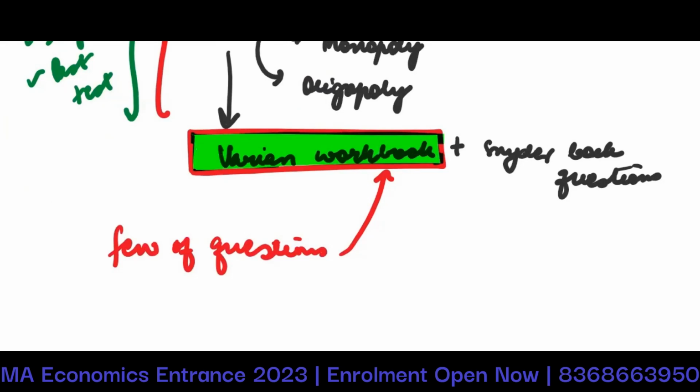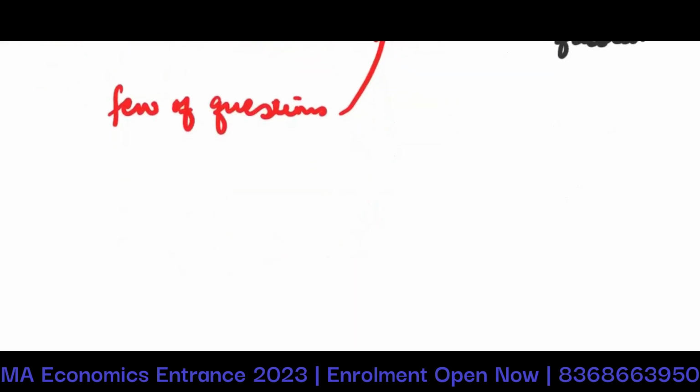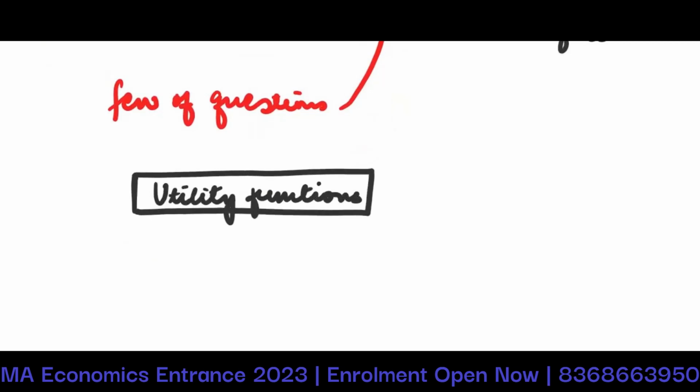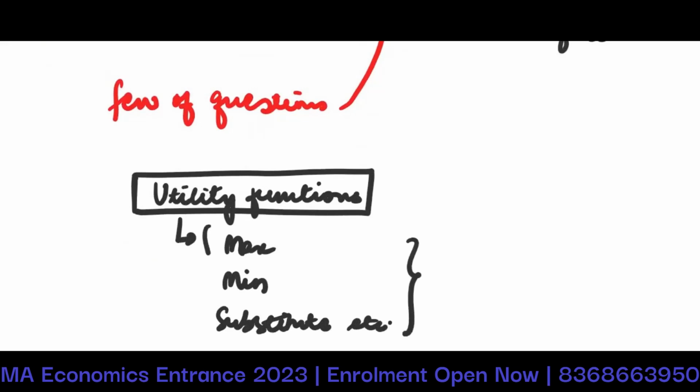Then after that, as I told you, you have to do your general equilibrium questions. They are important. And you have to try and understand different utility functions. Okay. Why do I dedicate my first 5 classes only on utility functions? So that you know how to solve max, min, substitute goods, etc. This is very important. You have to thoroughly do all these utility functions.